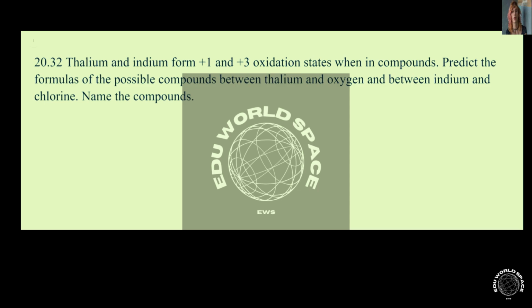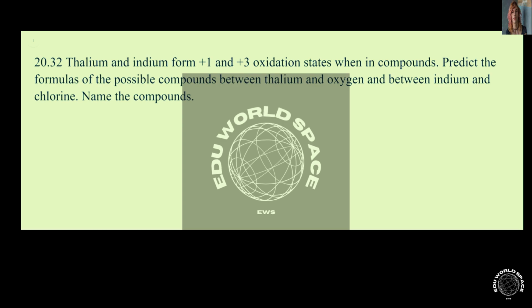So in this video, we're going to talk about question 32 from chapter 20, which says thallium and indium form +1 and +3 oxidation states when in compounds. Predict the formulas of the possible compounds between thallium and oxygen and between indium and chlorine. Name the compounds.